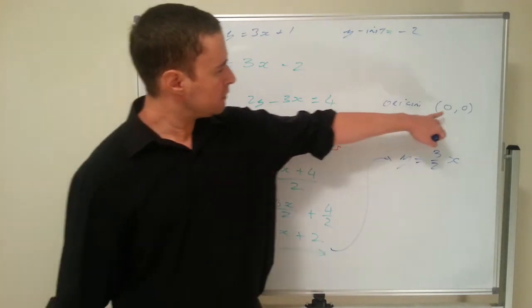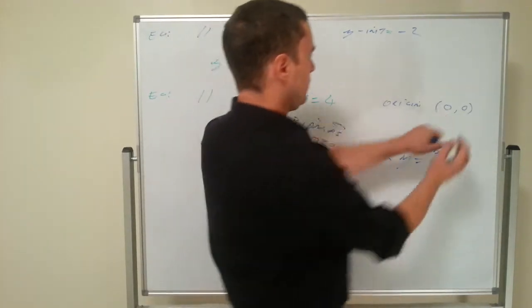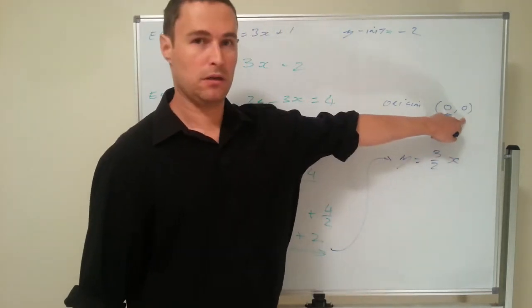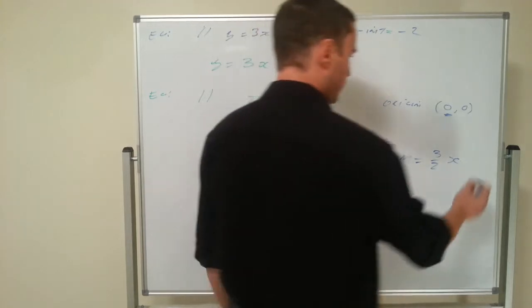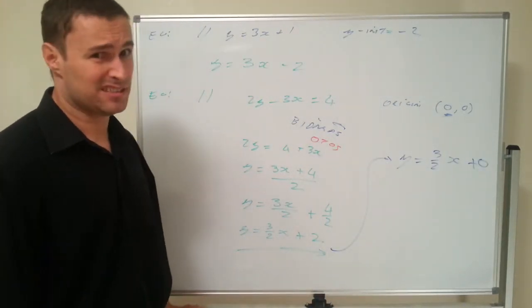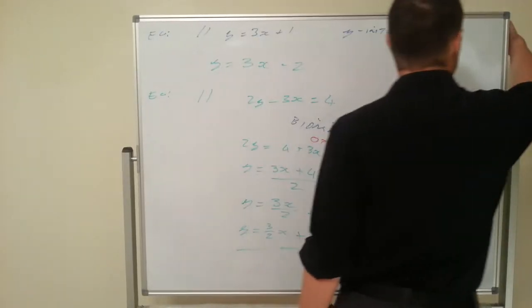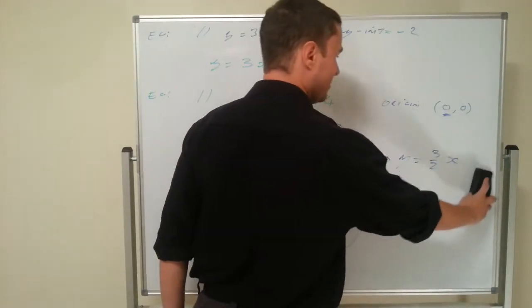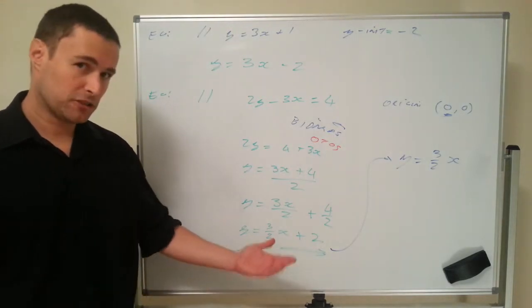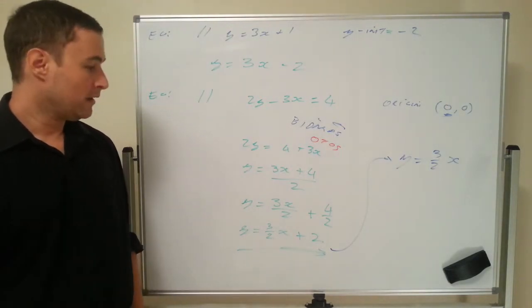So it passes through the origin, so the y-intercept, oh look, x is 0, so that must be my y-intercept. So my y-intercept is 0. If you want, 3 over 2x plus 0. But plusing 0 does nothing to anything, so why waste your ink writing it? y equals 3 over 2x. Finished. You with me? Okay.